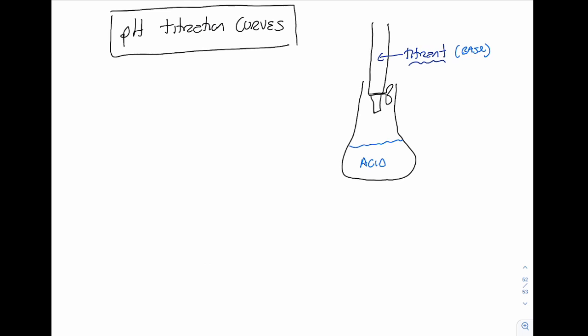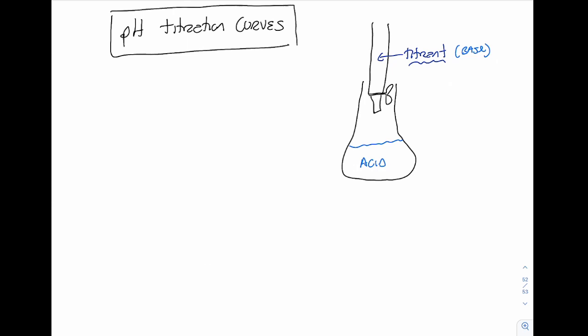So our titration, the way you would have done it in lab in the past, is you would have known the concentration of our titrant. It would be a solution of known concentration. You wouldn't have known the concentration of my acid, my solution in my flask. And then based on the volume and concentration of base, my titrant, needed to neutralize my acid, we can calculate the concentration of that acid.